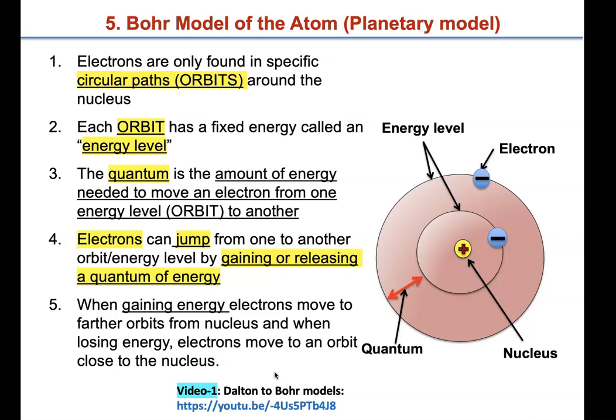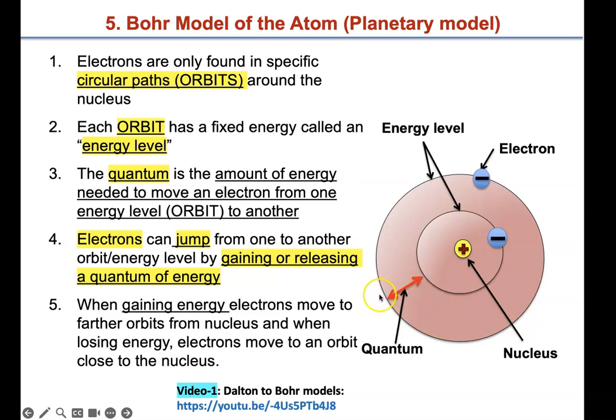Electrons are found only in specific circular paths known as orbits, shown here. So, electrons orbit the nucleus like planets orbit the sun. And each orbit has a fixed amount of energy called an energy level. So here are two energy levels. The quantum is the amount of energy needed to move one electron from one orbit, or energy level, to another. And here's a quantum.